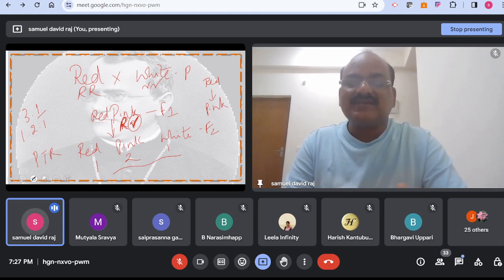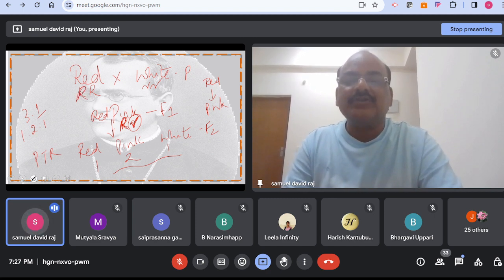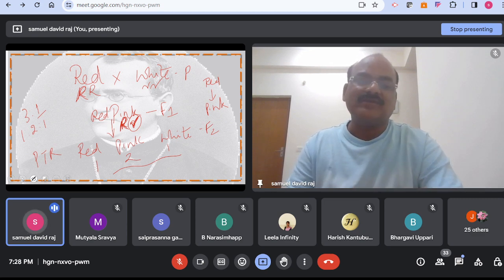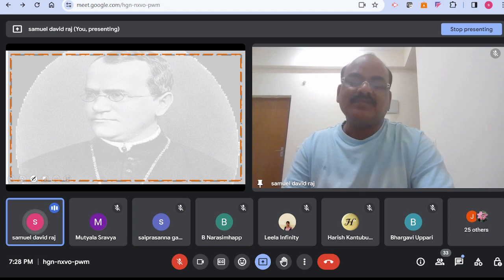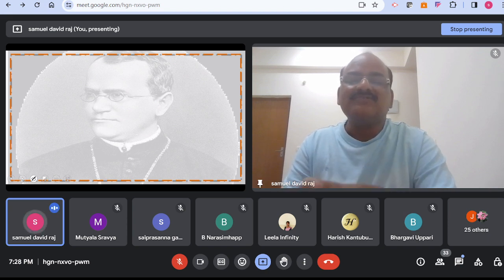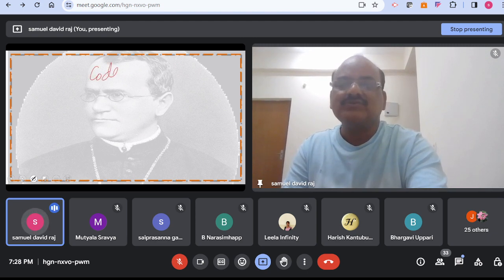So this reduced expression says that capital R gene is not completely dominant over small r gene, rather it is incompletely dominant. And where there is incomplete dominance, there the principle of dominance as explained by Mendel, which is complete dominance, is not universally applicable. That is the first case. The second case is codominance.